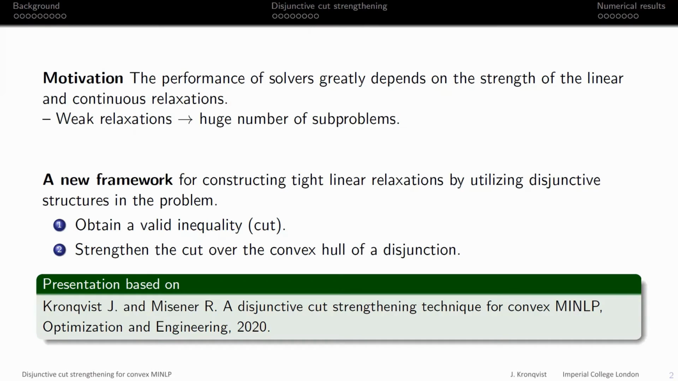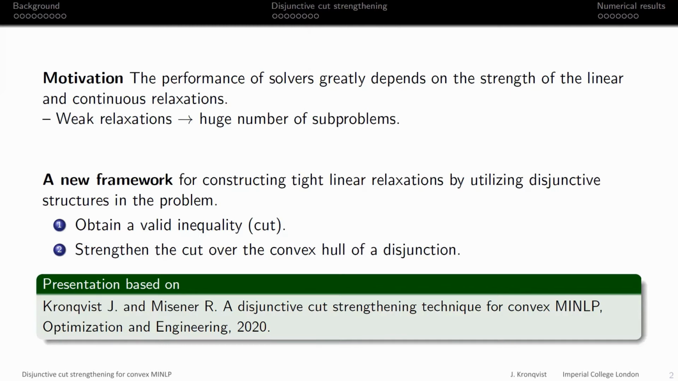First, a brief motivation. It is well known that the performance of solvers greatly depends on the strength of the linear and continuous relaxations, and that weak relaxations can lead to a huge number of sub-problems. And here I'm going to present a new framework for constructing tight linear relaxations by utilizing disjunctive structures in the problem. This is a two-step procedure where we first obtain a valid inequality, a cut, and then we strengthen the cut over the convex hull of a disjunction.